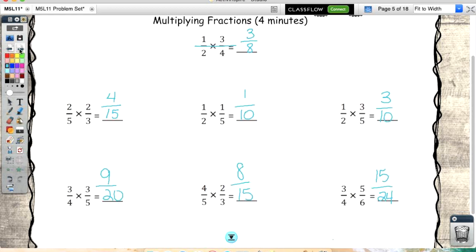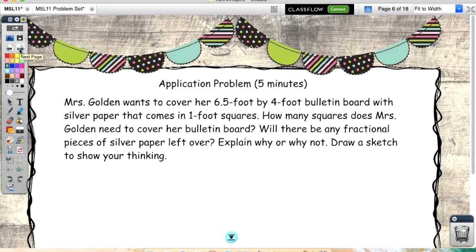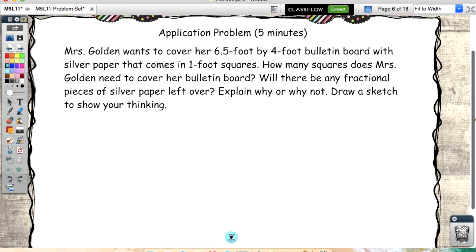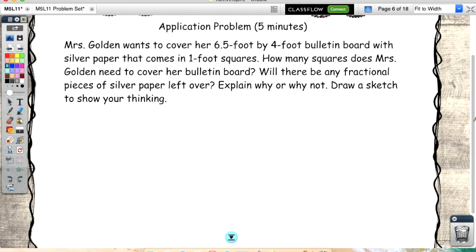Okay, let's look at the next one. So this is the application problem. I'll read it, then we'll talk about what to do, okay? Okay, Mrs. Golden wants to cover her 6.5 foot by 4 foot bulletin board with silver paper that comes in 1 foot squares. How many squares does Mrs. Golden need to cover her bulletin board? Will there be any fractional pieces of silver paper left over? Explain why or why not. Draw a sketch to show your thinking.